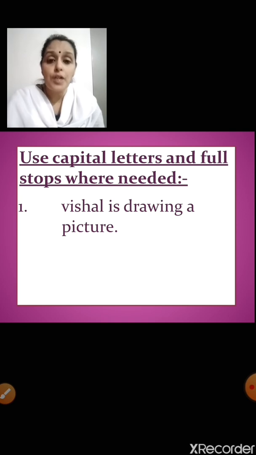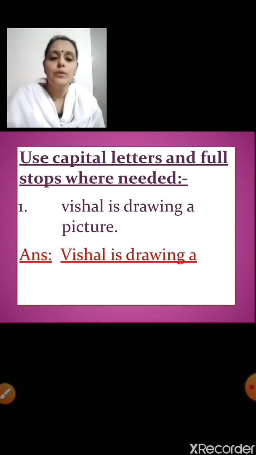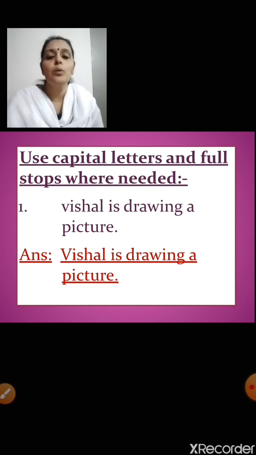Yes, Vishal is a special name and also it's the beginning of a sentence. So V has to be in capital, right? But full stop is already there, so we needn't do anything else. We just have to write V in capital. So the answer is Vishal is drawing a picture, with V in capital. Yes? Let us see one more.